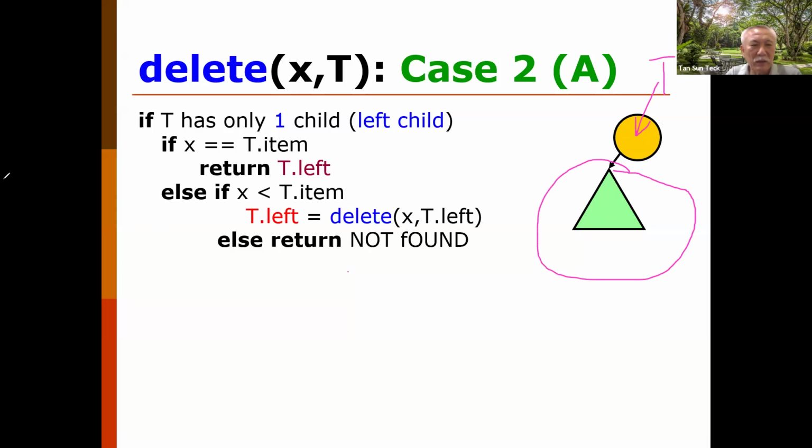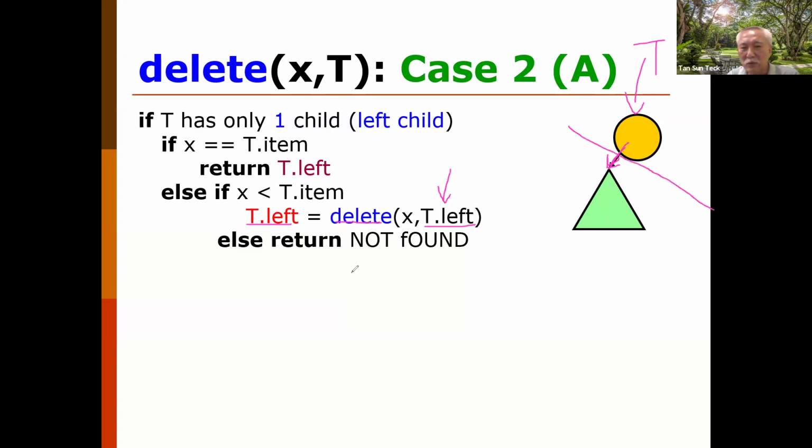Now, one of the things that you might be wondering is, what is the meaning of T dot left equals delete T dot left? So the idea is this: when you are going down to here, T is down here. And because I'm not deleting this, I want to delete something below. I need to pass this value into the delete. In a sense, I'm just cutting this off so I can send this whole subtree, the left subtree, to the delete operation.